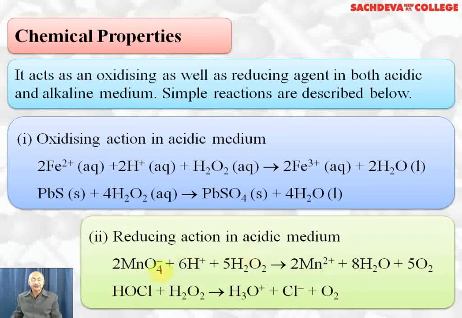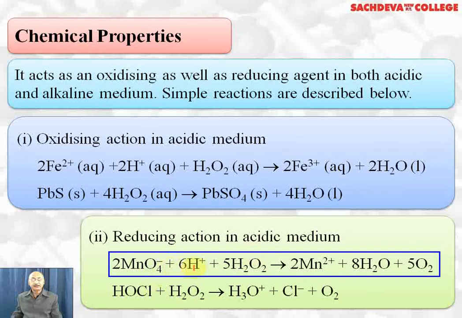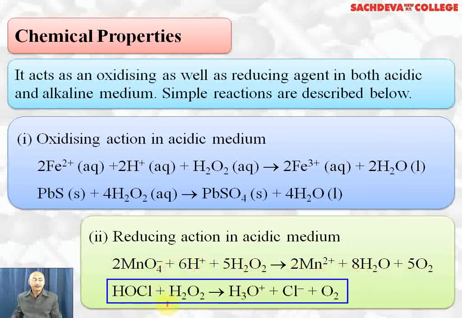Reducing action in acidic medium: 2MnO4 minus in acidic medium reacts with hydrogen peroxide, colorless Mn2+ is formed, plus 8 water, plus 5 O2 is formed. Hypochlorous acid reacts with H2O2 to give HCl plus oxygen plus water. So water plus HCl form hydronium ion and chloride ion.